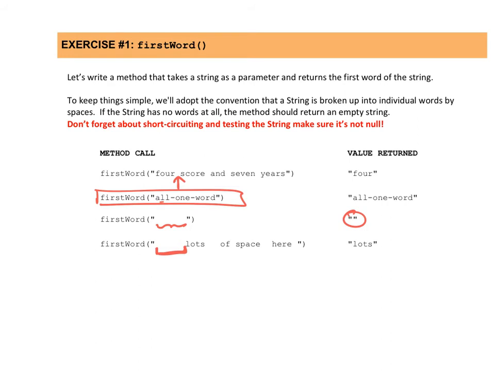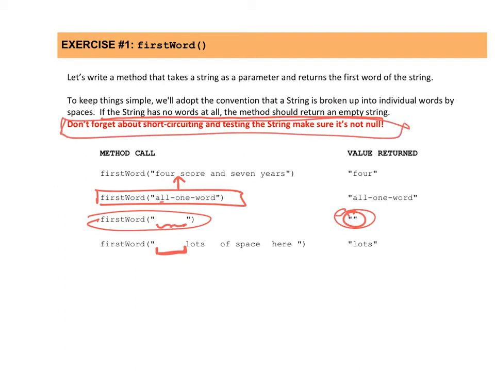So here, let's just remember that if a string has no words at all, the method should return an empty string. So here, no words, we return an empty string. And we also don't want to forget about short-circuiting to make sure the string is not null. So ready to write this? Let's go.